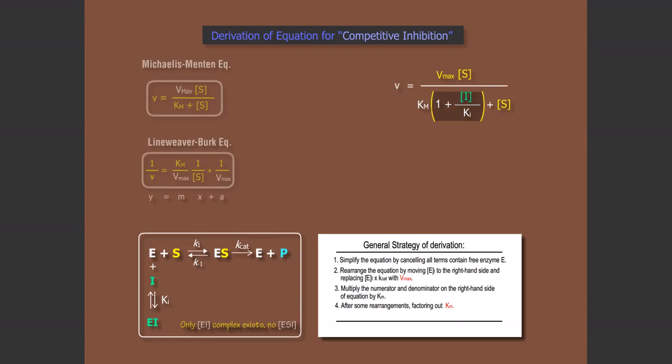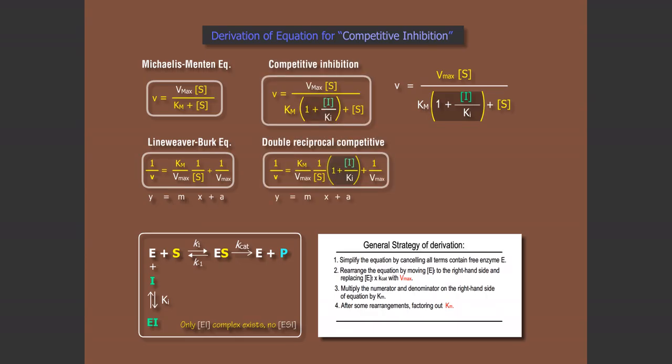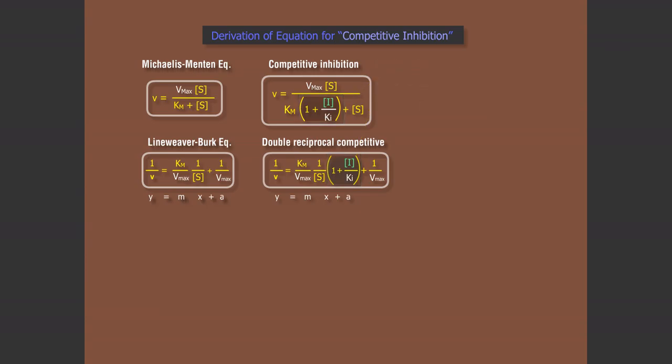Comparing the Michaelis-Menten equation in the absence of a competitive inhibitor with that in its presence, one notices that the competitive inhibition equation contains an additional 1 plus I divided by Ki term. The term 1 plus inhibitor concentration divided by Ki also appears in the Lineweaver-Burk equation. Comparing the Lineweaver-Burk equation with the general form y equals mx plus a, the slope m contains the inhibitor term.